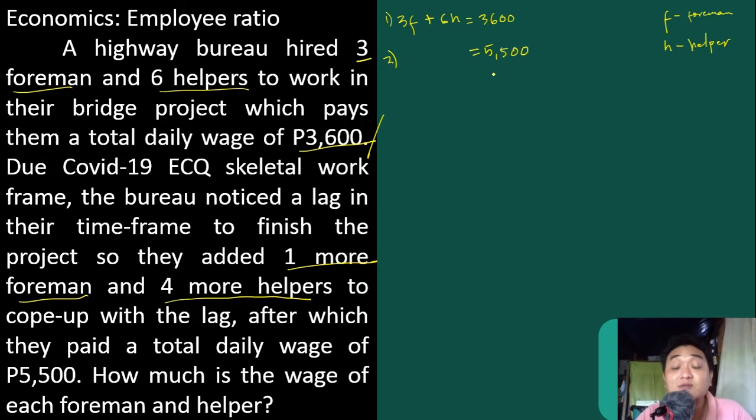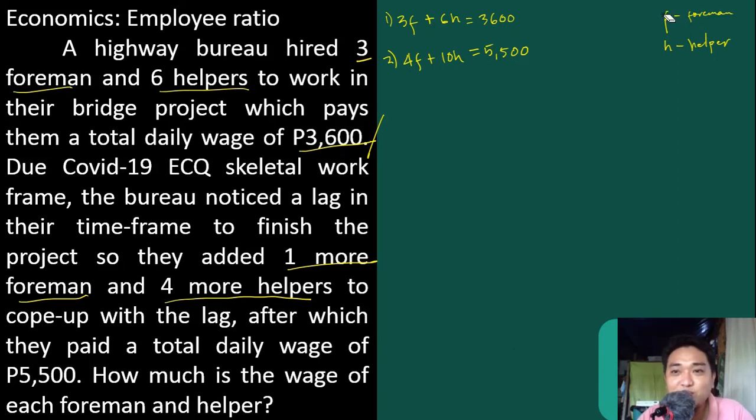That is nung matapos silang magdagdag ng trabahante. So kung dinagdagan ng isang foreman, ilan na lahat yung foreman natin? So that is 4F. 4 na yung foreman plus ilang helper meron na tayo? Kung dati-dati 6, dagdagan natin ng 4, that is 10H. That is equivalent to 5,500.